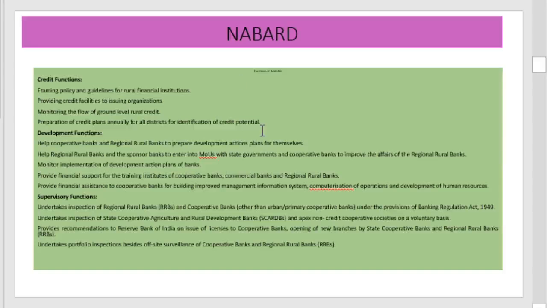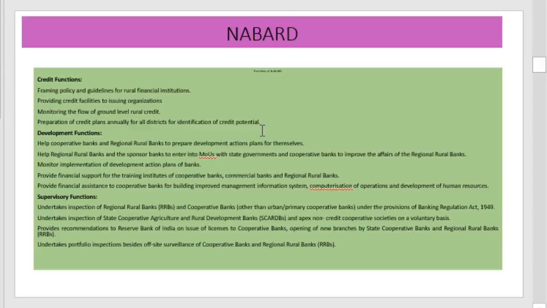Credit functions come under framing policy and guidelines for rural financial institutions, providing credit facilities to issuing organizations, mobilization of flow of ground level rural credit, and preparation of credit plans. These are the credit functions, which mainly deal with credit plans, policy implication, etc. The second one is the development function.